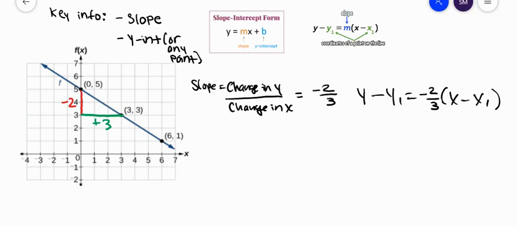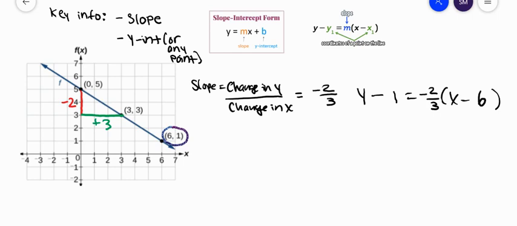The y coordinate of that point is 1. So in my equation, I'm going to subtract 1 from y. And the x coordinate of that point is 6. So in my equation, I'm going to subtract 6 from x. And now I have an equation for that graph written in point-slope form.